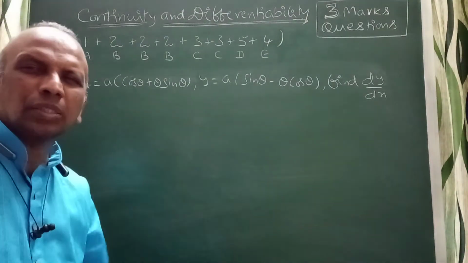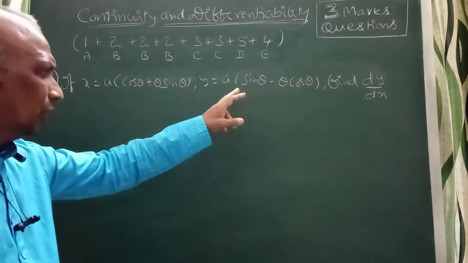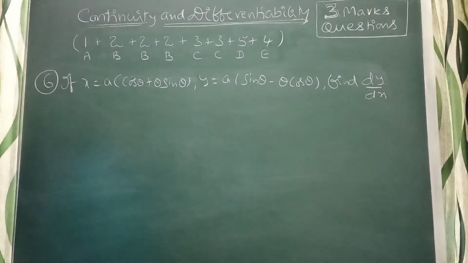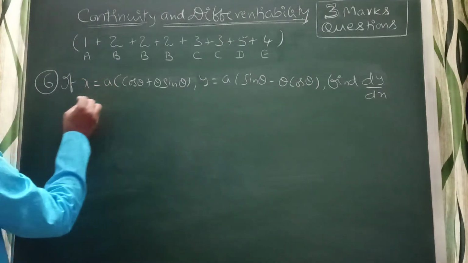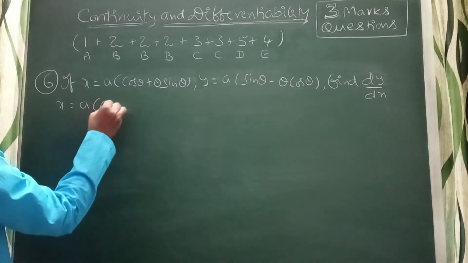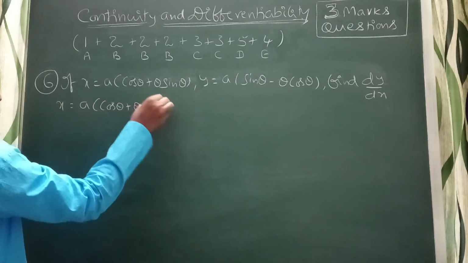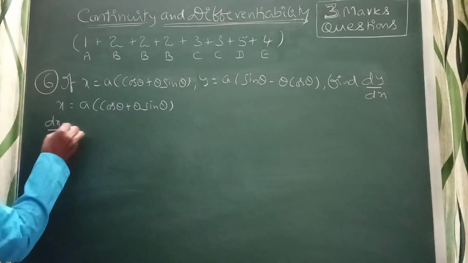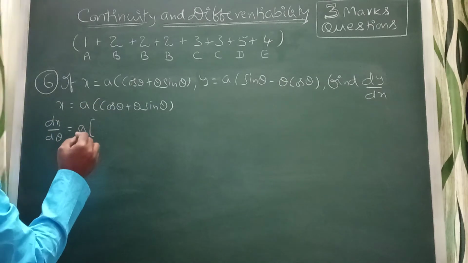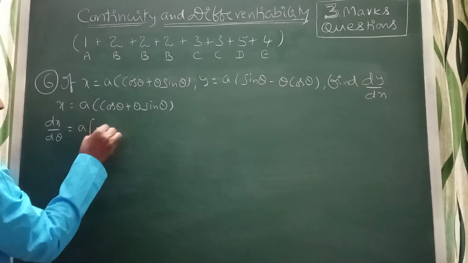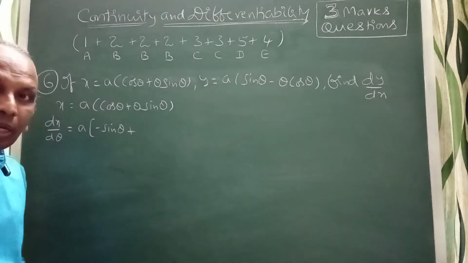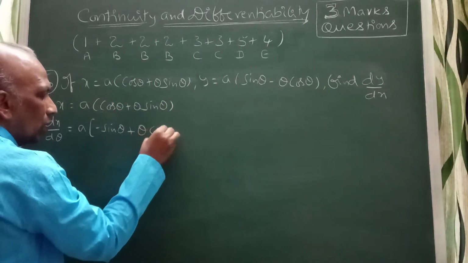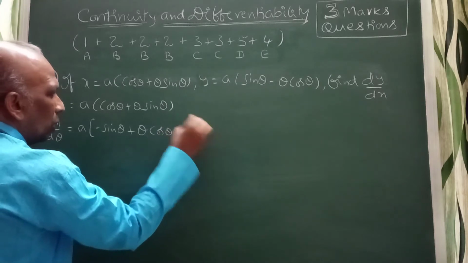So in this problem, x equal to a into cos theta plus theta sin theta, y equal to a into sin theta minus theta cos theta. Find dy by dx. This is one of the important problems for 3 marks. Now you take x equal to a into cos theta plus theta sin theta. So dx by d theta is a into derivative of cos theta, which is minus sin theta, plus here product rule, be careful, theta into derivative of sin theta, cos theta, plus sin theta into derivative of theta is 1.